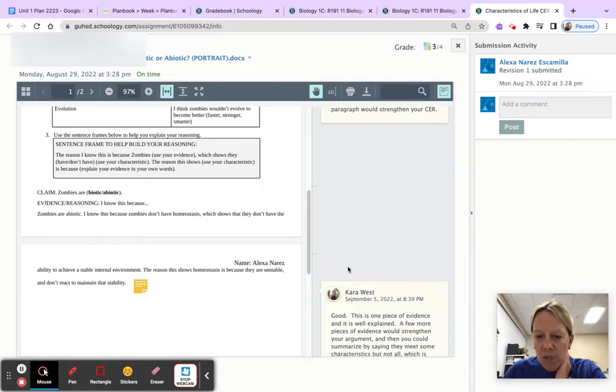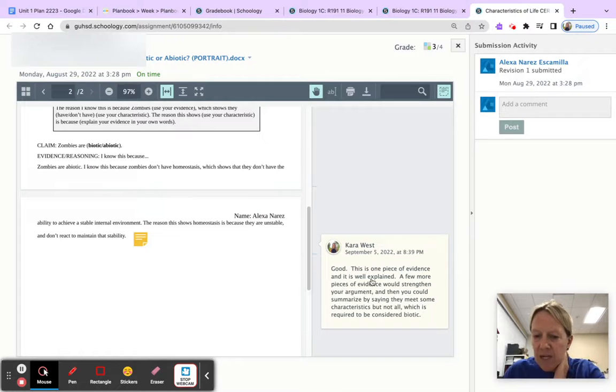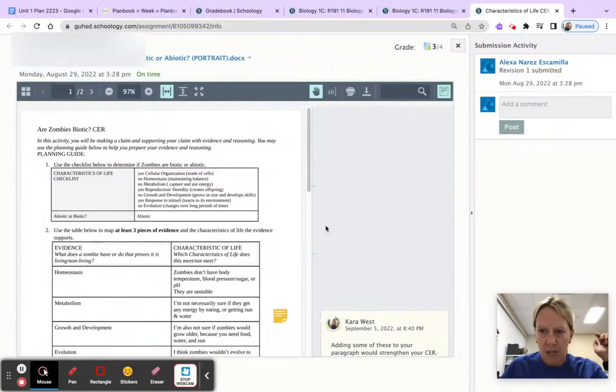And I wrote, good, this is one piece of evidence and it is well explained. A few more pieces of evidence would strengthen your argument, and then you could summarize by saying they meet some characteristics but not all, which is required to be considered biotic. So the student has a claim. They have one piece of evidence and one piece of reasoning to back that, but they need a little more to back up their claim. So again, they got a 3 out of 4, so that might be enough for them. But if we're shooting for a 4, they could just revise and add some of those pieces up here.